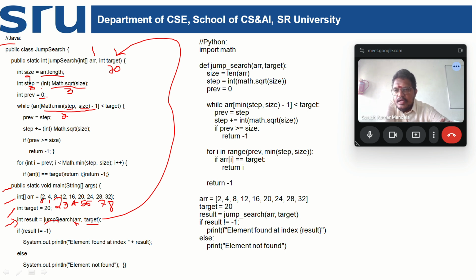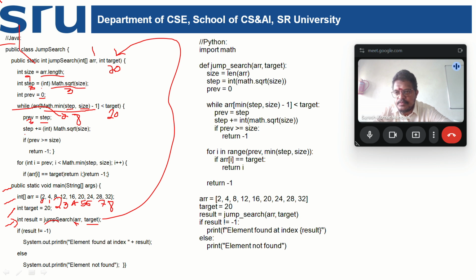So here 3, arr of, here see this while loop. See this arr[2]. What is the arr[2] value? We are having arr[2] as 8. 8 is arr[2] value, 8 is less than the target value 20. What is the target value? That is 20. If the condition is true, then what is the step value? 3. 3 will be stored in previous.